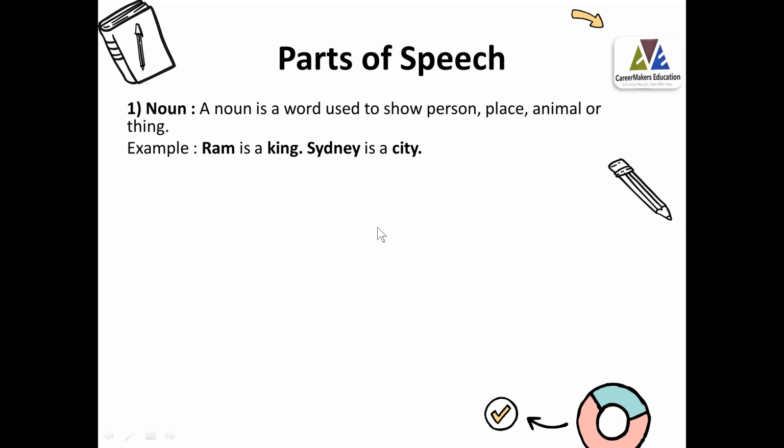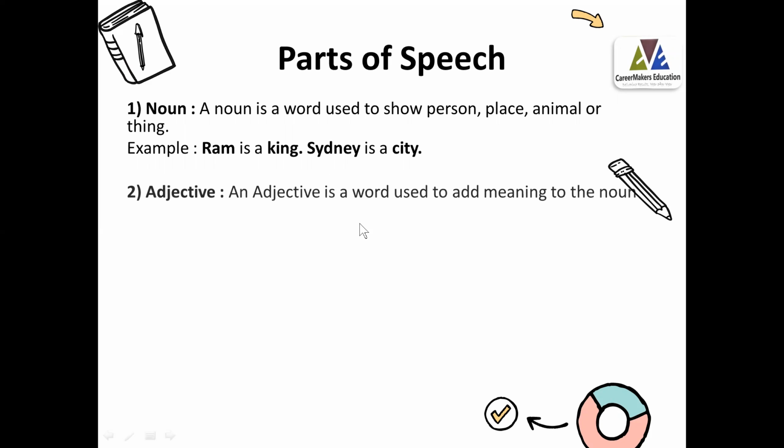For instance, Ram is a king. Over here, because Ram is a person, it is a noun. Again, king is a person, so it is also a noun. Yes, that is a different ball game altogether: Ram is a proper noun, king is a common noun. But eventually, both these words are nouns. Similarly, if I say Sydney is a city, Sydney is a place and city is also a place. So Sydney and city both are nouns as well.